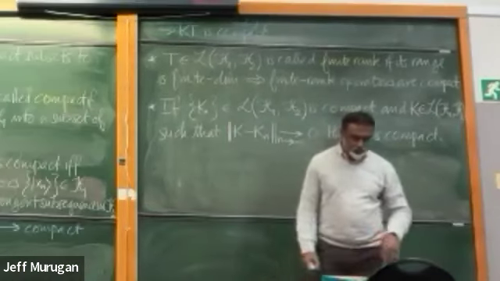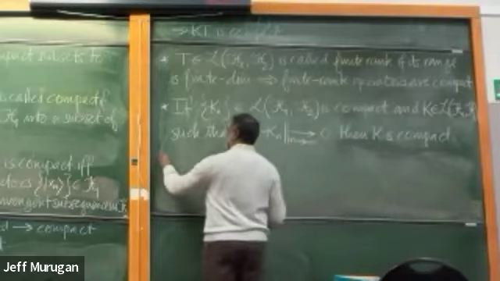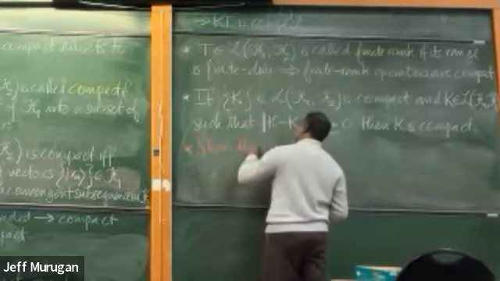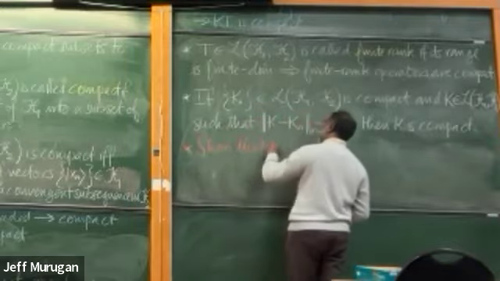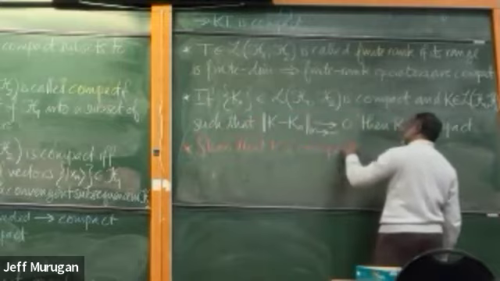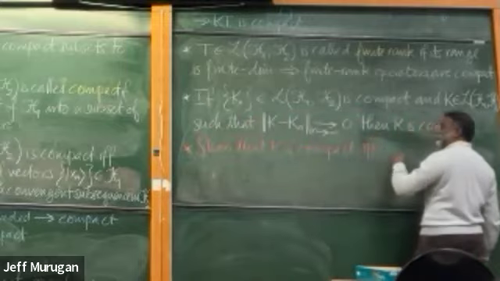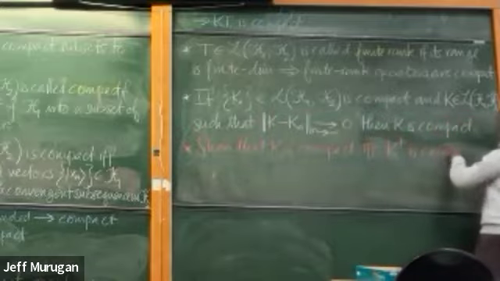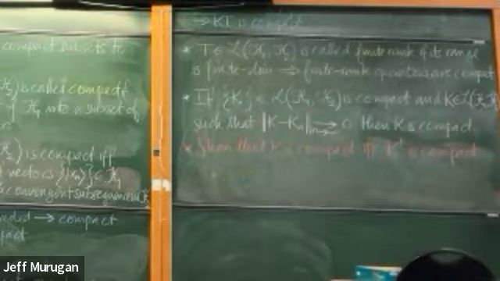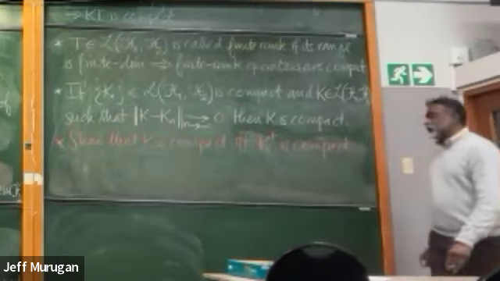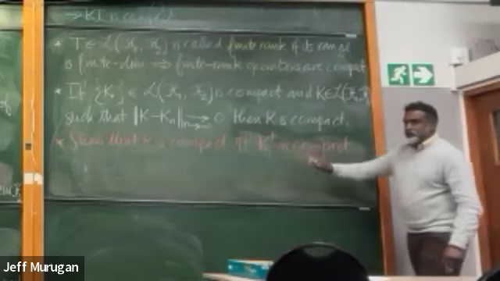And I want you guys to show that if K is compact, then its adjoint is also compact. This is just the usual Hermitian adjoint.